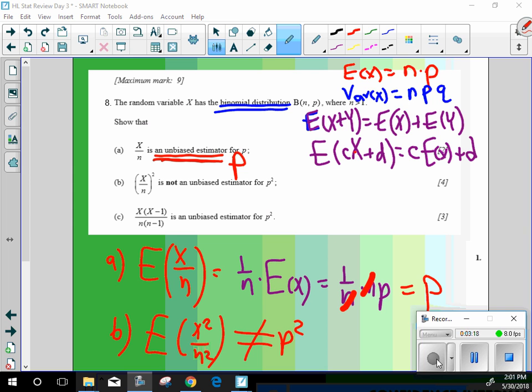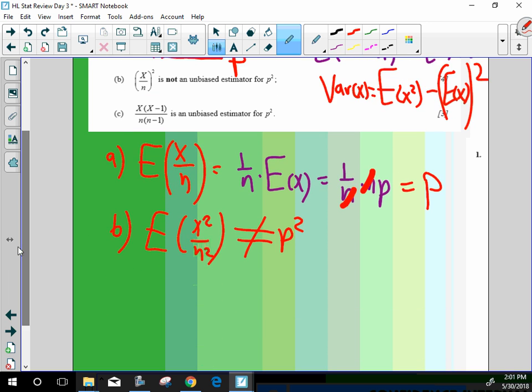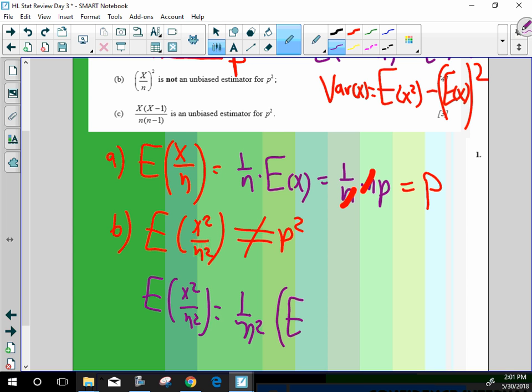Remember what the variance is equal to? Yes, there's E of X squared. Try again. E of X squared minus E of X quantity squared. Yep. So what's E of X squared going to be equal to? Yeah. So we're going to rewrite this. E of X squared over N squared. That's going to be 1 over N squared times E of X squared.